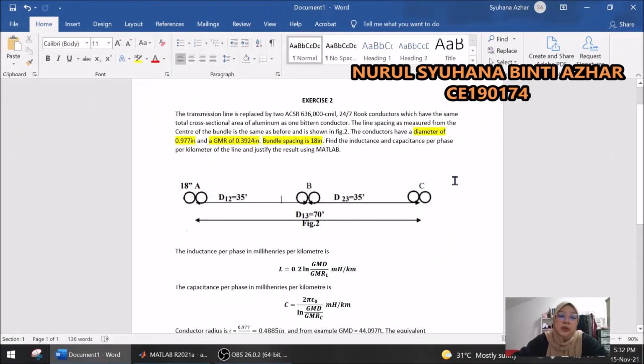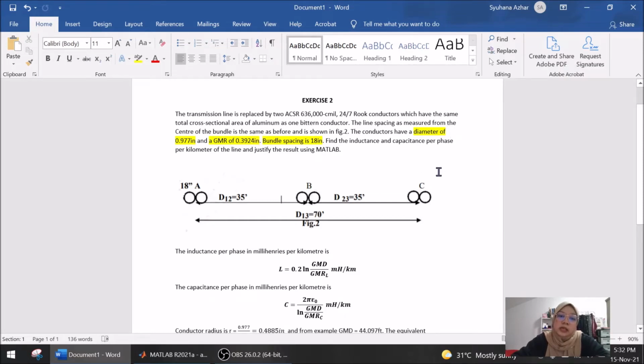In this video, I'm going to explain exercise 2, which asks us to find the value of inductance and capacitance per phase per kilometer with the data given here, which is a conductor diameter of 0.977 inch, a GMR of 0.3924 inch, and also a bundle spacing of 18 inch.